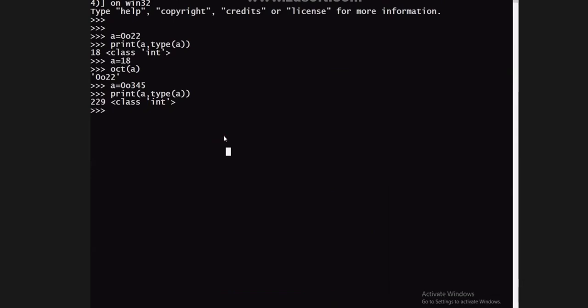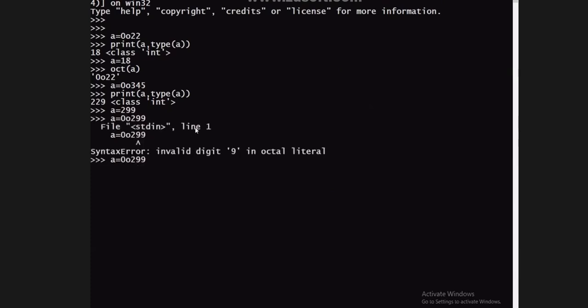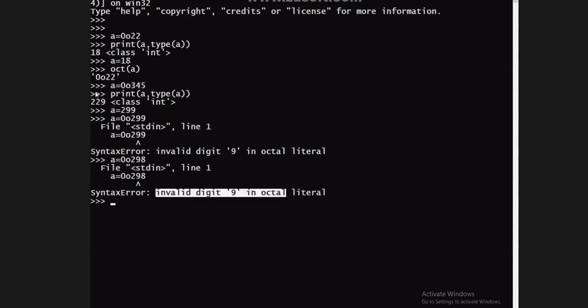Somebody is asking, yes sir, here it is asking A is equal to 0o299. Is it valid or invalid? Invalid. Why is 299 invalid, guys? Because only 0 to 7 are allowed. Up to 7 only is allowed. 8 is not allowed. 9 is not allowed. If you take 0o298, it is also invalid. 298 is invalid. So these are called invalid literals.